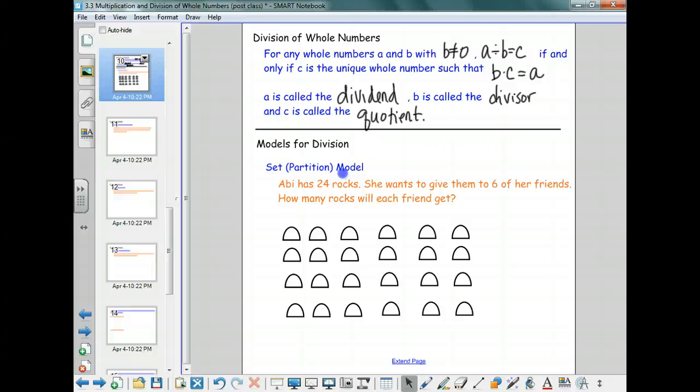All right, so the partition model is taking something and partitioning it. That means splitting it into a number of equal groups. So this time I want 6 groups when I'm done, because I have 6 friends. I want to divide it evenly among my 6 friends, and I need 6 groups of rocks when I'm done. So this is my partition. I've grouped them into 6 different groups.